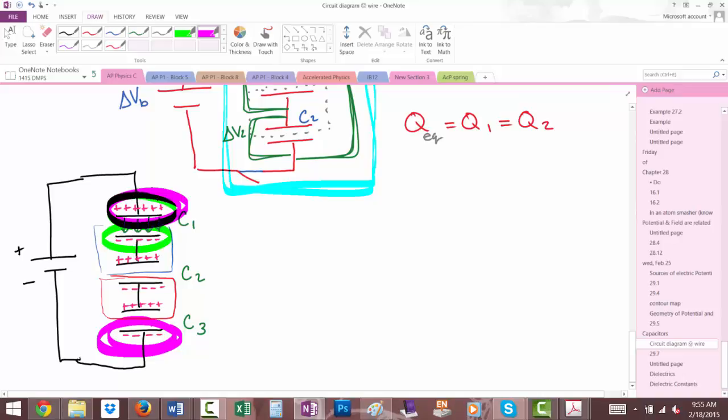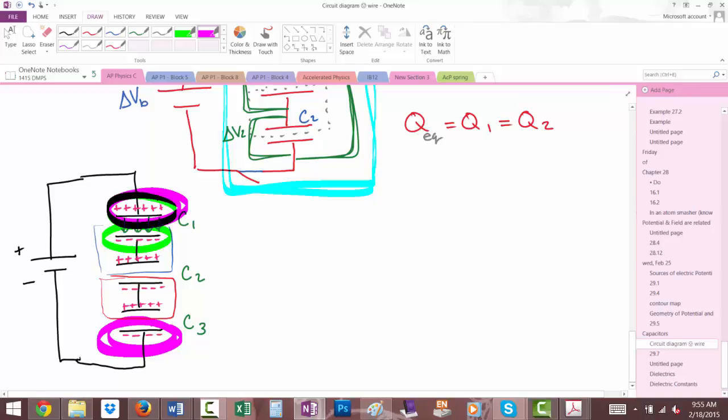Wait, so then why isn't total capacitance just the same as? We haven't gotten there yet. We need to finish it. Oh, because the voltages aren't the same. The voltage across this whole thing is this voltage. Right. So this little voltage and this little voltage and this little voltage have to add up together. So let's do that process and see what's going to happen.